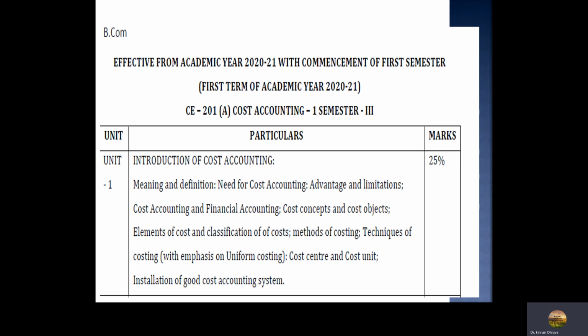Under this unit, the contents are meaning and definition of cost accounting, need for cost accounting, advantages and limitations of cost accounting and financial accounting, cost concepts and cost objects, elements of cost and classification of cost, methods of cost accounting, techniques of costing with emphasis on uniform costing, cost centers and cost unit, and installation of a good cost accounting system.